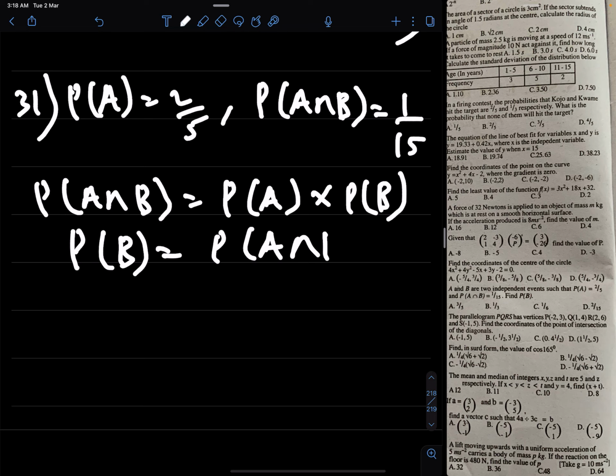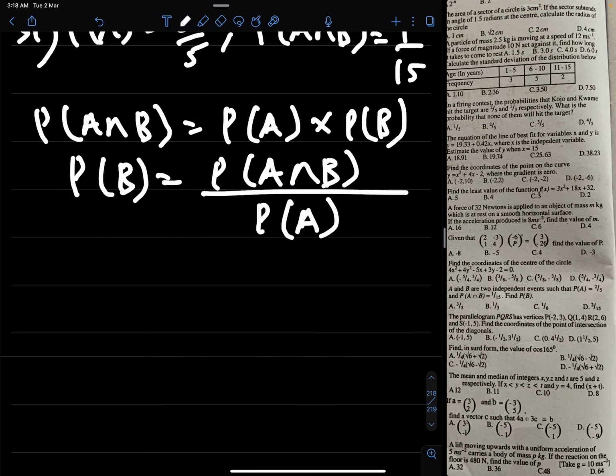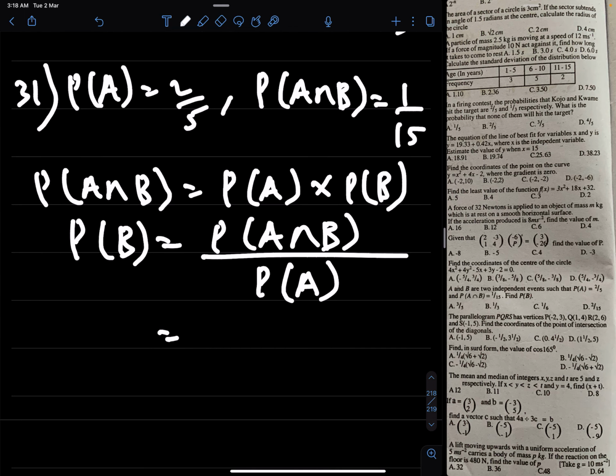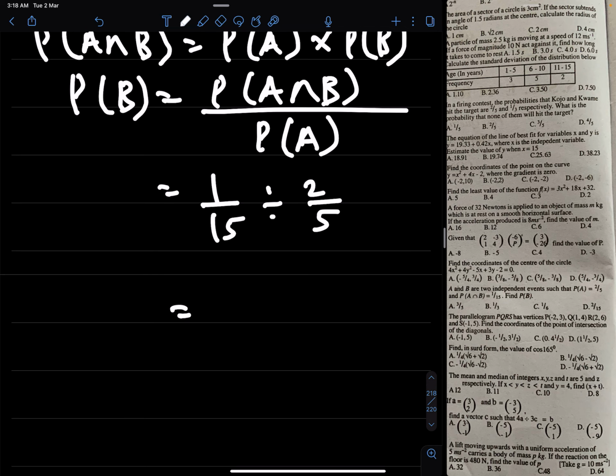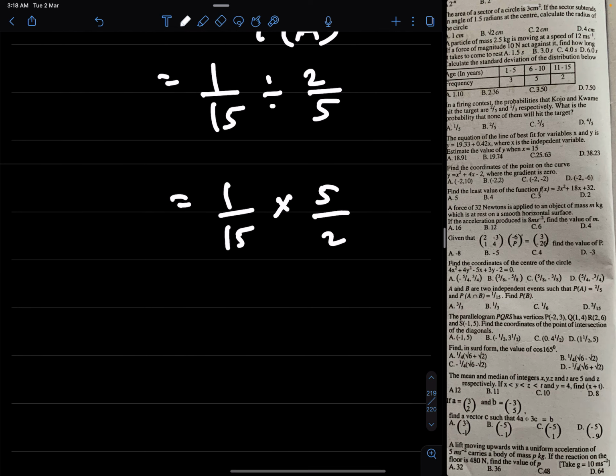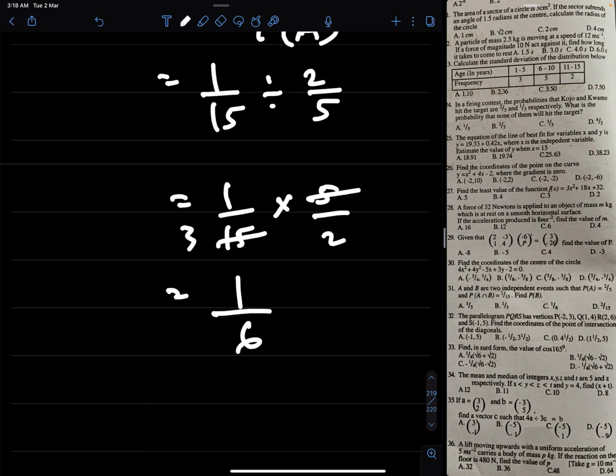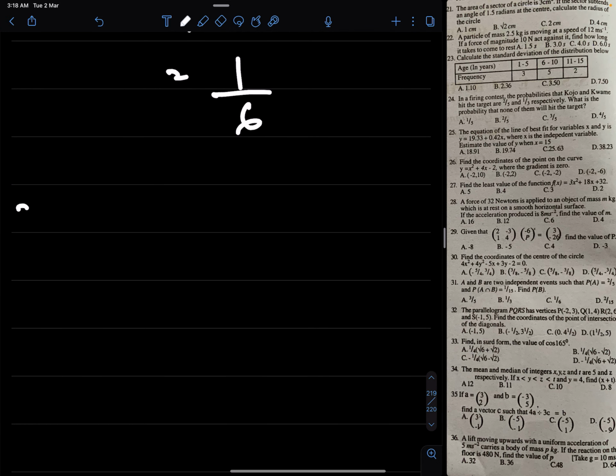A intersection B divided by the probability of A, which is 1 over 15 divided by 2 over 5, and that's of course 1 over 15 times 5 over 2, which is 5 here 1, 5 here 3, and that's of course 1 over 6. So the correct option is C. We go to the next, number 32.